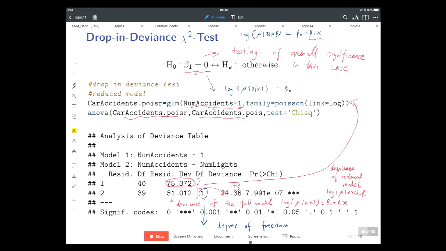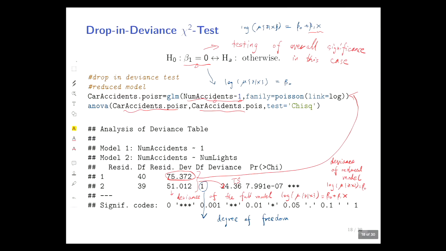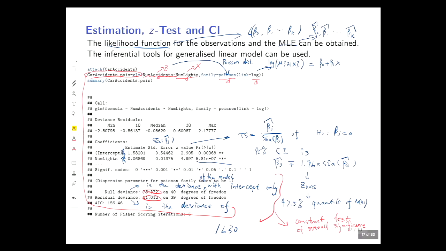And then let's go back to our case. In our case, we consider only one explanatory variable, our one and only explanatory variable x, which is the number of traffic lights.